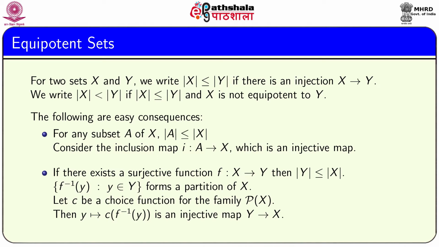This happens because if we take the collection f inverse of y, where y varies over the set Y, then this collection forms a partition of the given set X. We choose the choice function C for the family, the power set of X. Then defining a map from Y to X, sending the element y to the element C of f inverse of y, gives us an injection which shows that mod Y is less than or equal to mod X.